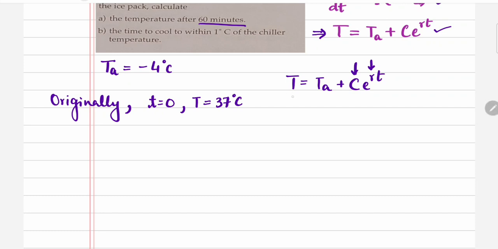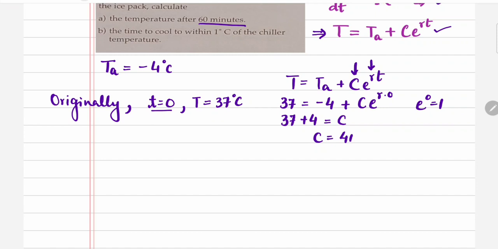So here, for this case, time is 0 as well. So T is 37 degrees, equals TA which is minus 4, plus C, we don't know what C is. r we don't know, but for the initial value, time is 0, so e to the power of 0 is 1. So we'll leave it there. 37 plus 4 equals C, which gives us C equals 41. These are temperatures, so it's 41 degrees Celsius. So we've got the value of C.